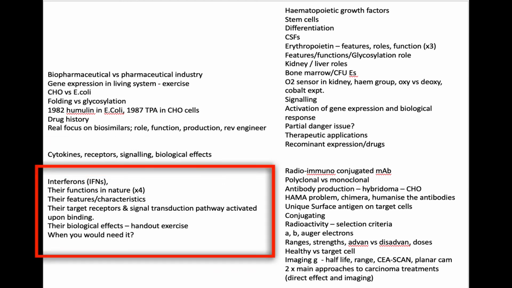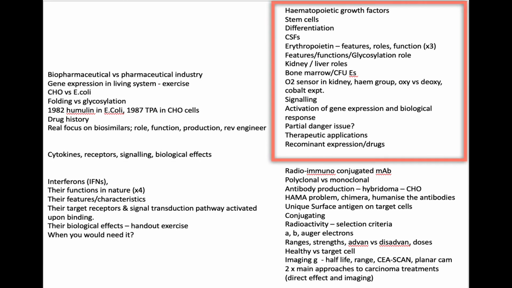So once we had those concepts, we were able to focus on a family known as the interferons. And those interferons, we were going to try and go through the idea of how they function, what they work, what their role would be. And I gave you a handout that I wanted you to go through and isolate or identify the biological effects of those. We moved on to a new handout then on hematopoietic growth factors, focusing on erythropoietin.